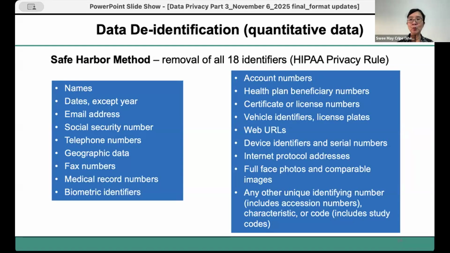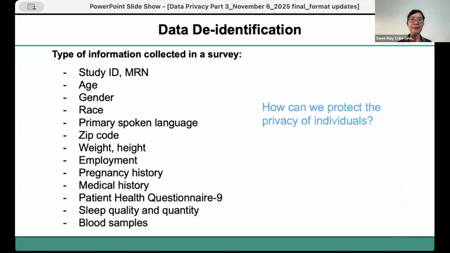Something to take note of is geographic information. As described by Jen just now, we consider the size of the town and the population density. In general, we have to modify the presentation of zip codes if the population size is below 20,000. Sometimes we aggregate the information across multiple smaller towns, and sometimes we only record or present the first 3 digits of the zip code. So something to consider and think about.